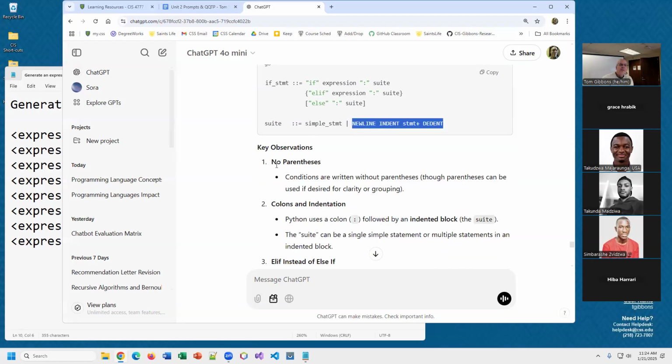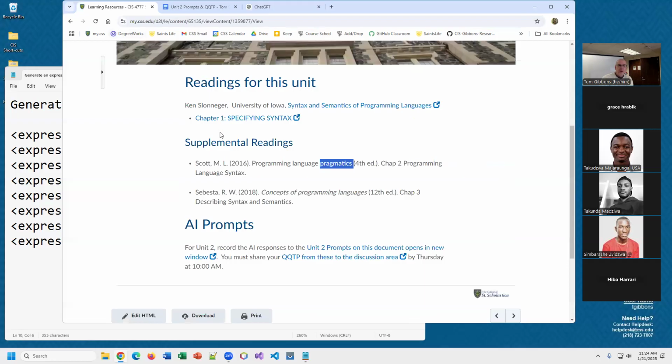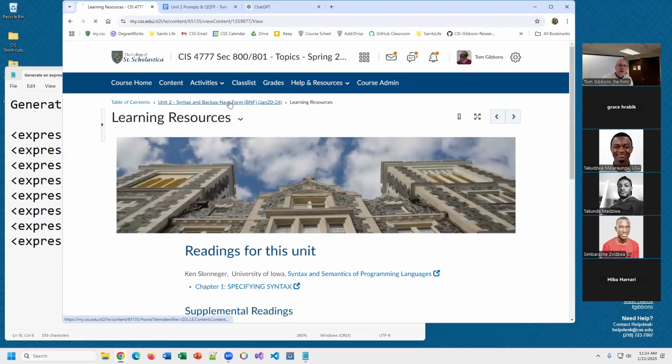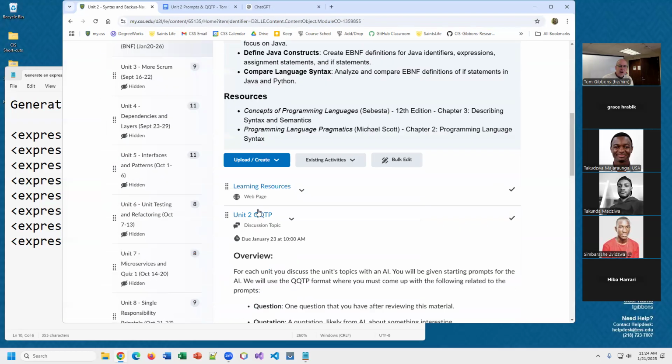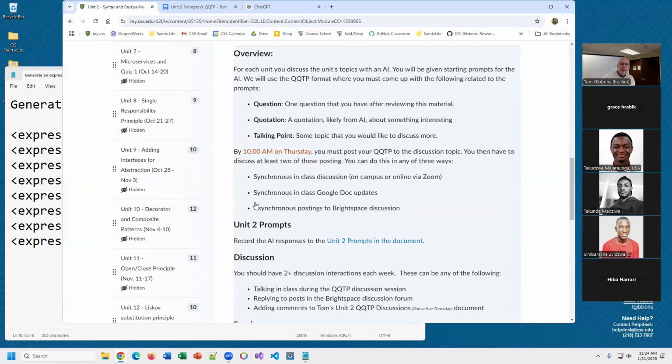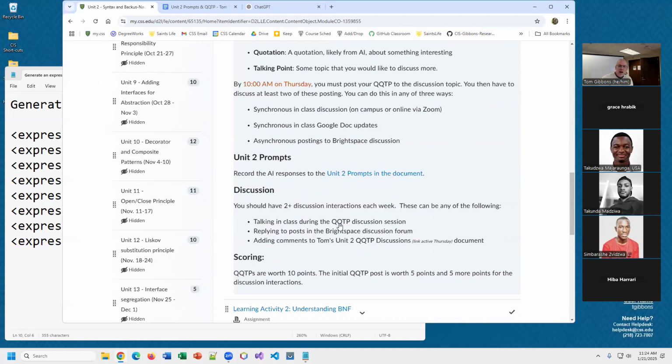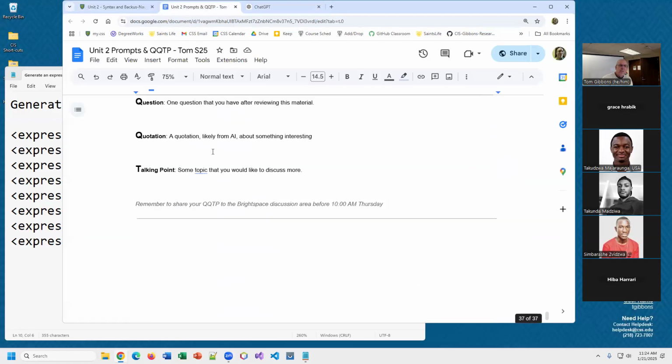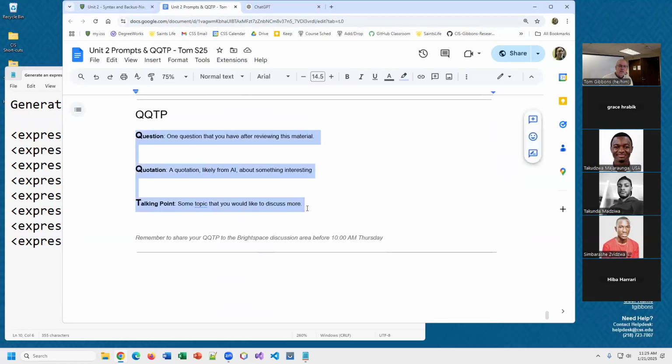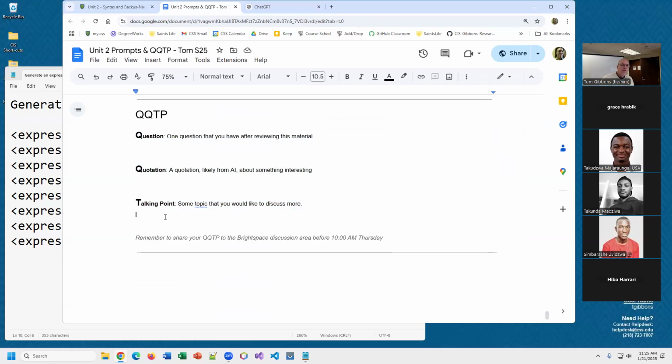Okay, let's wrap up. For Thursday, make sure you post your QQTP to the discussion area: a question, quotation, and talking point. At the bottom of this, you can just put those in. So quote something from your AI, a question you're having, and a talking point. We'll go through those on Thursday at the start of class.